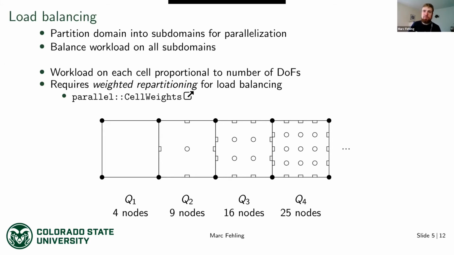In the non-hp case, each cell has the same number of degrees of freedom assigned, so you only have to balance the number of cells living on each subdomain. In the hp context, this is no longer the case. Since you have different finite elements assigned to certain cells, you also have a different number of degrees of freedom and a different amount of work assigned to each cell. So what you need is some kind of weighted repartitioning for load balancing. You assign a weight which is proportional to the number of degrees of freedom on each cell, and then you try to balance that across all processes. We have a class called parallel cell weights that gives you a convenient way to do that.